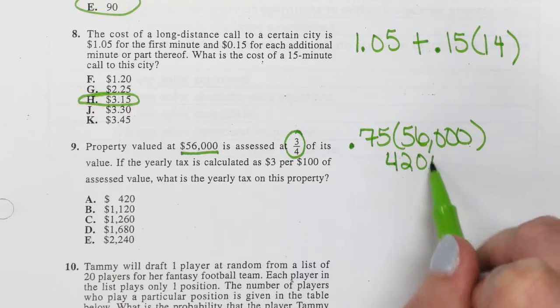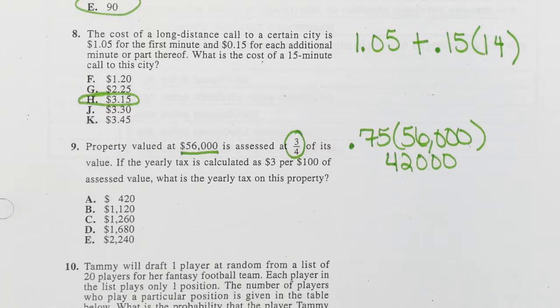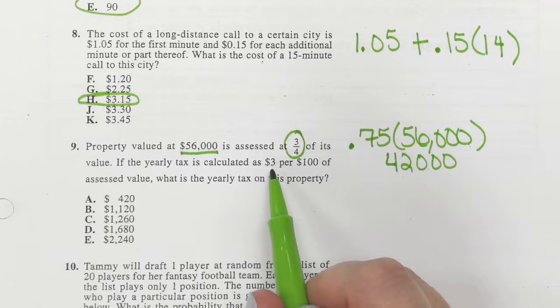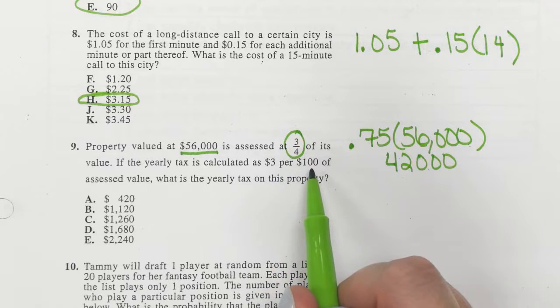$42,000. Very good. All right, then you got to pay taxes, right? You got to pay taxes on everything. Y'all pay taxes when you go buy something at the store. So you got to pay taxes on your house too, every year. So every year the tax is calculated as $3 for every $100 that it is assessed.